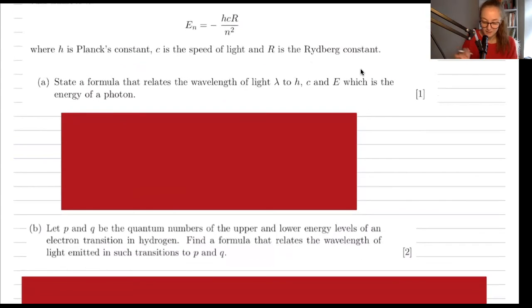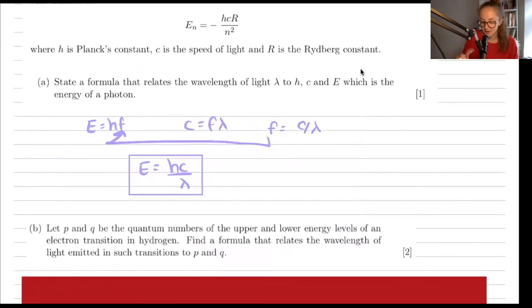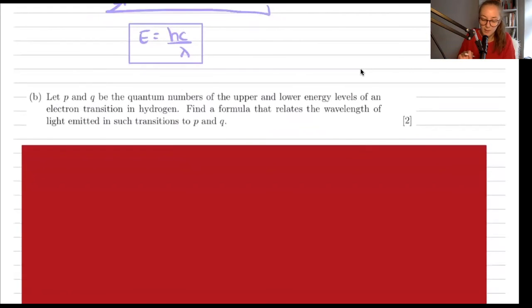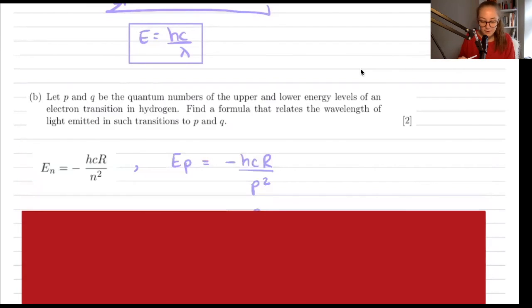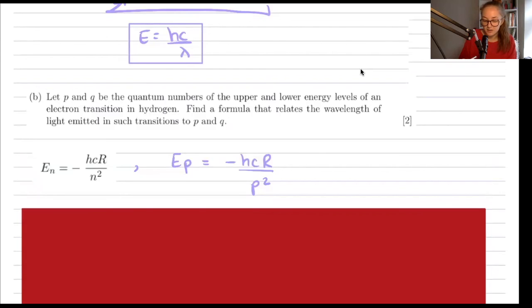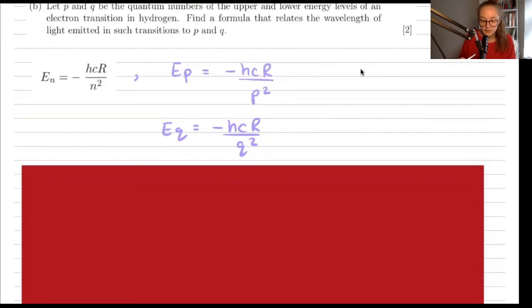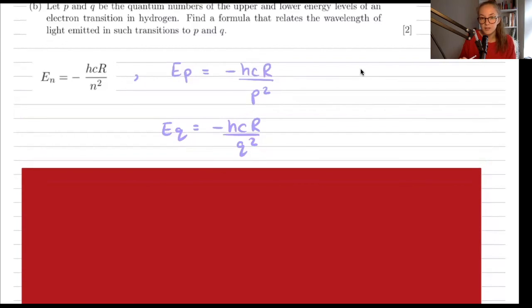So we've just stated that in the previous question, E equals hc over lambda. Next, they say let P and Q be quantum numbers of the upper and lower energy level of an electron transition in hydrogen. And they want us to find a formula that relates the wavelength of light emitted in such a transition to P and Q. So we can say that the energy at level P is EP, which is minus hcR over P squared. And then our energy at level Q is minus hcR over Q squared.